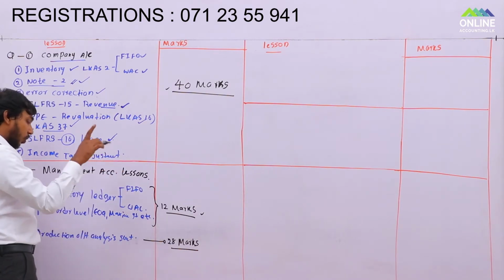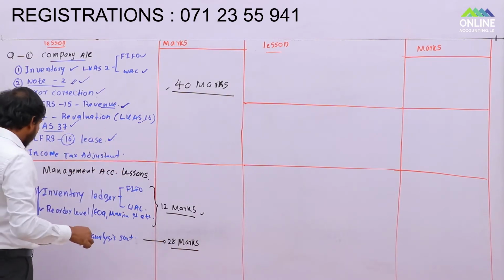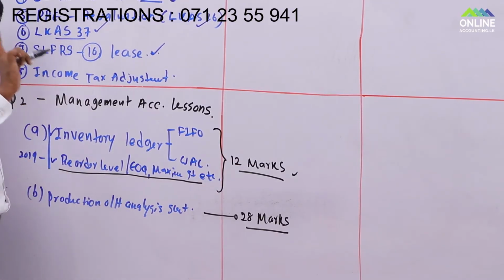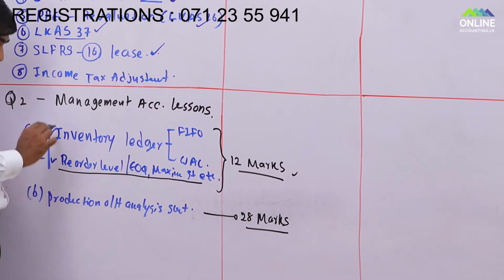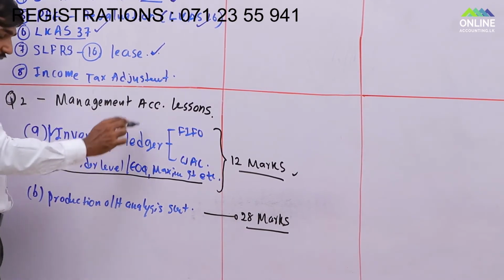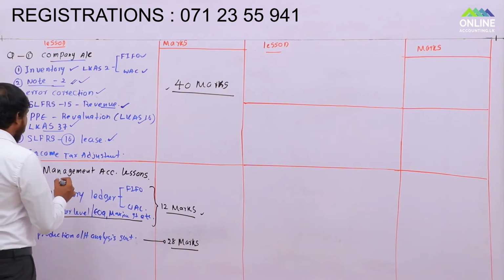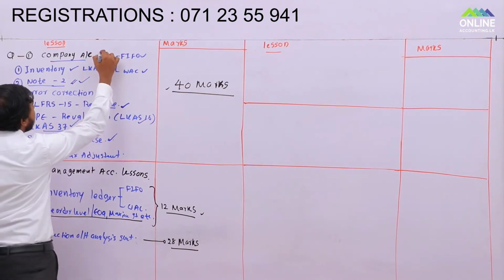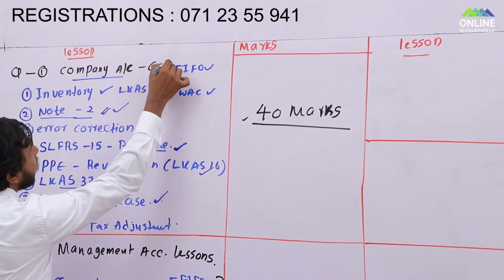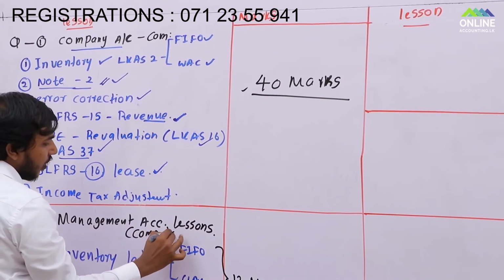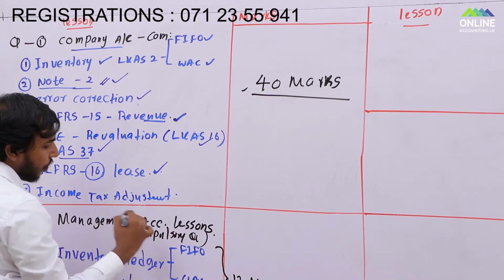Then purely in 2019, the first time once they introduced the new syllabus, the question was based on this. So basically to do question number 2, you should know the inventory levels as well as the inventory ledger as well as the production overhead analysis sheet. So these question number 1 and 2, what are those? Compulsory questions, right?